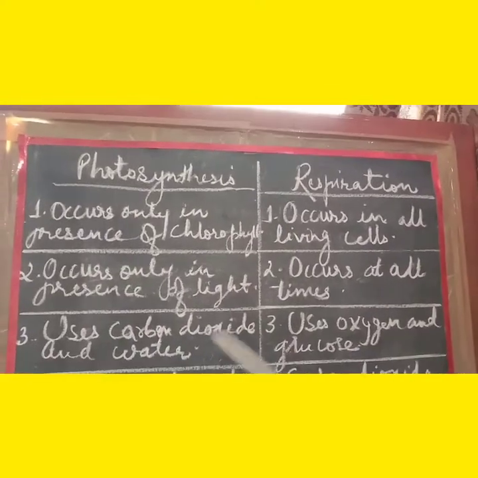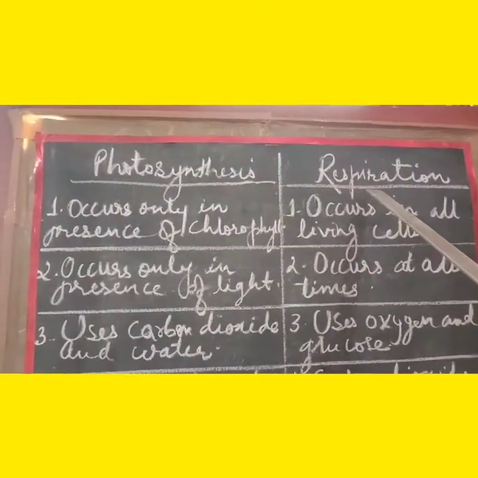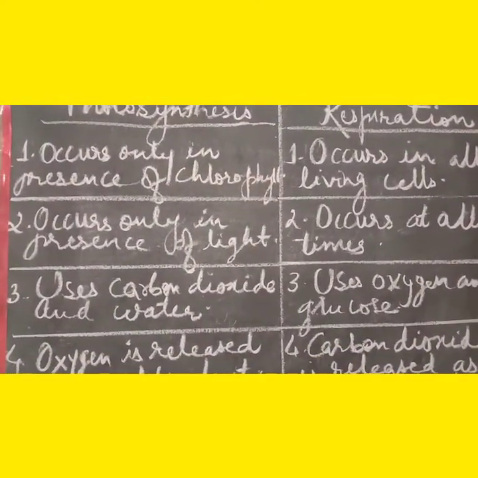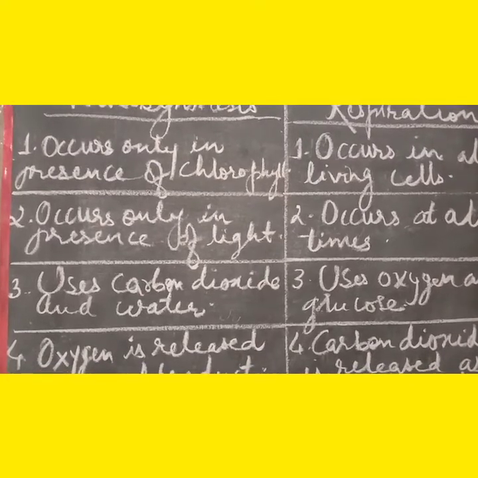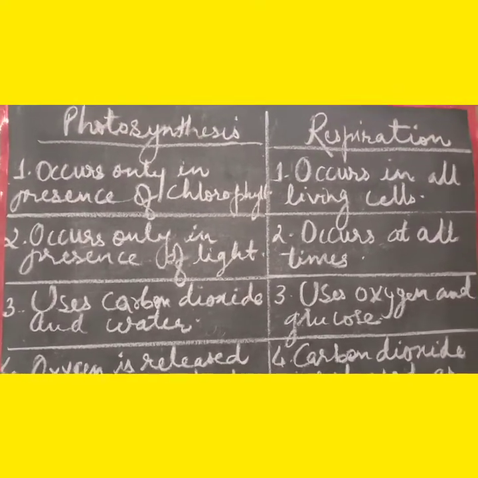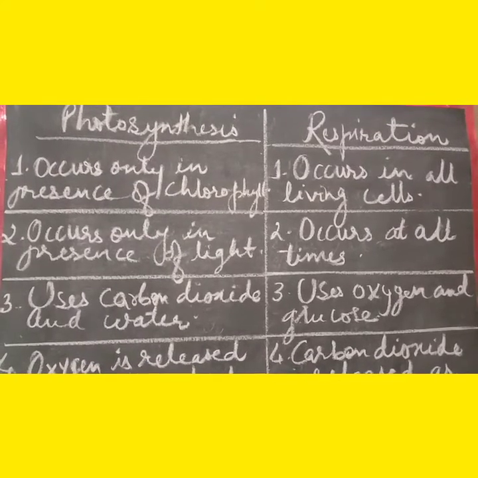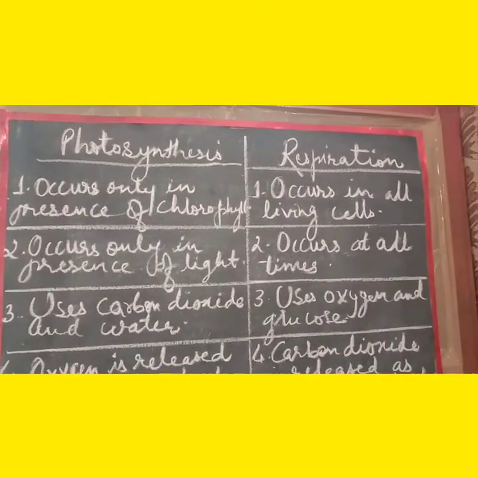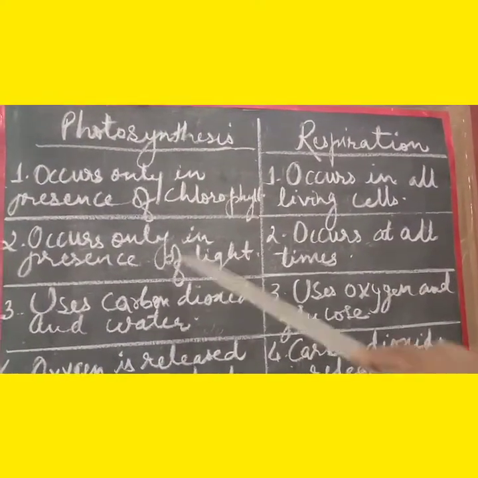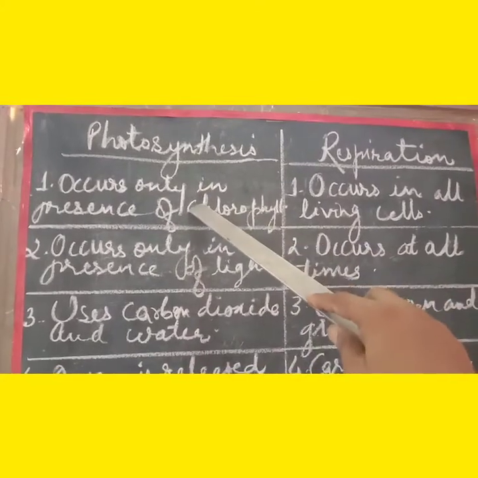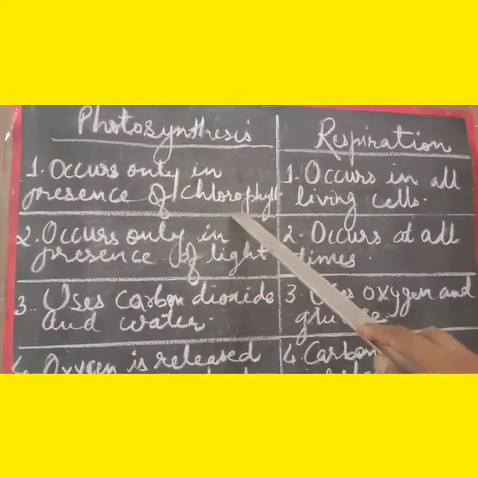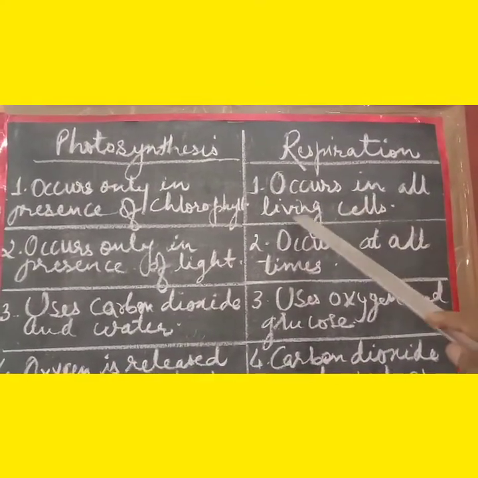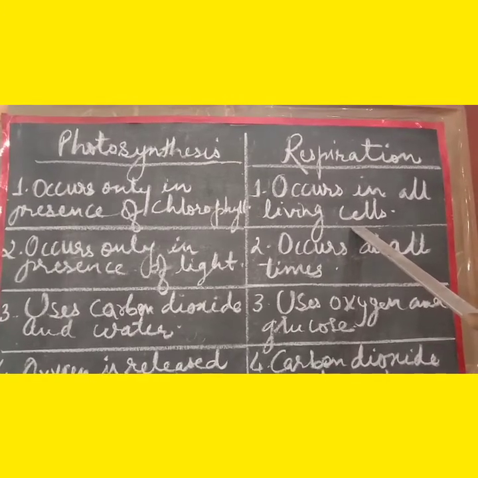Let's see the last one, that is the difference between photosynthesis and respiration. If you observe carefully, think carefully, you will find that respiration and photosynthesis, especially in case of plants, are distinctly opposite processes. The various points of difference can be seen like this. First one is that photosynthesis occurs only in presence of chlorophyll, whereas respiration occurs in all the living cells whether chlorophyll is present or not.